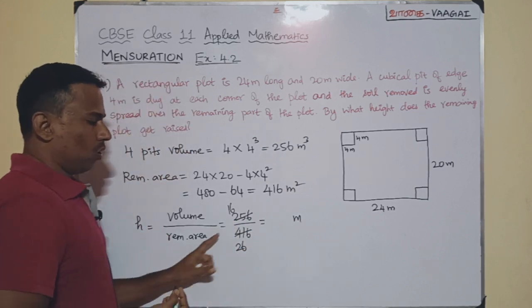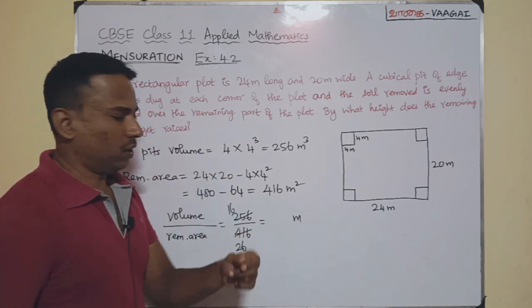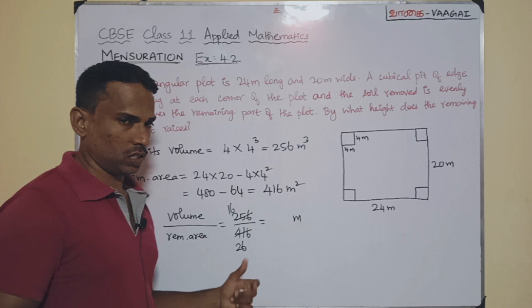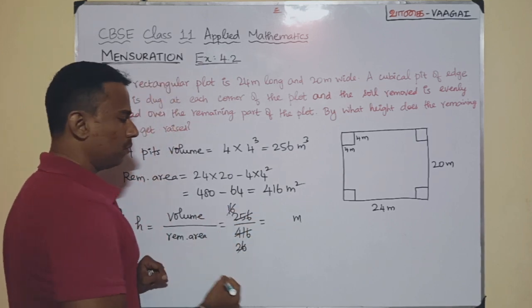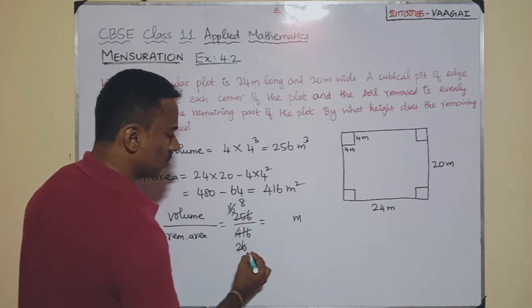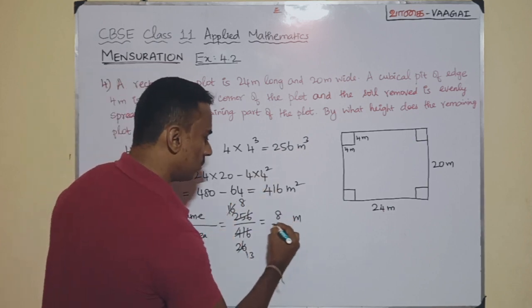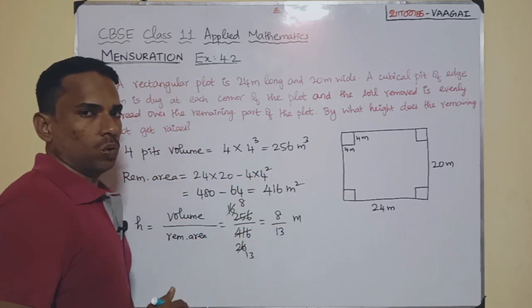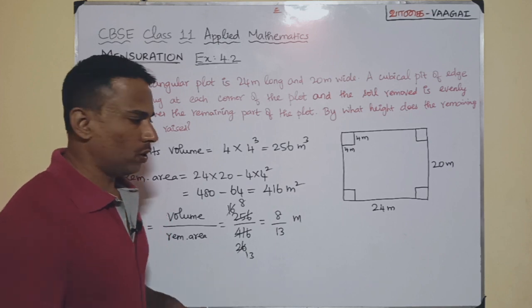So I hope you got the logic of what I did now. I just did 16 into 25 is 400, so 16 into 26 will be 416. That's it. So I got 16 and 26 here. One more time I can cut with two tables, so this will be two tables 8 times and this will be two tables 13 times. So I got 8 here, 13 here. That's all. Hereafter we cannot simplify further. So the height raised will be 8 by 13 meter is going to be the answer.